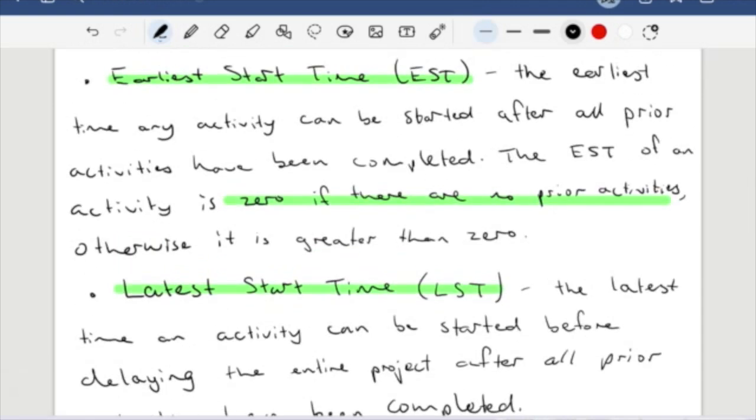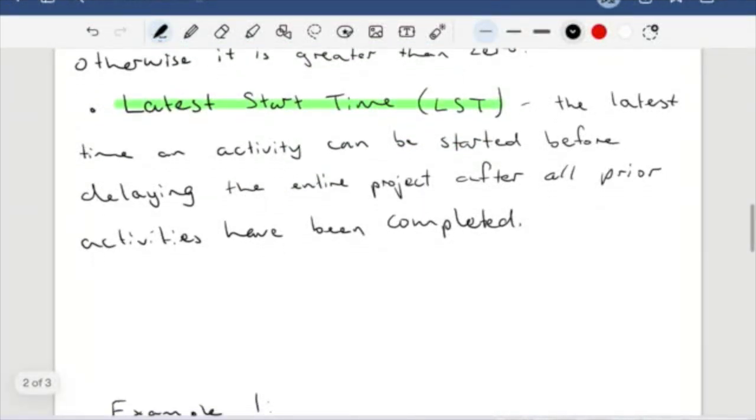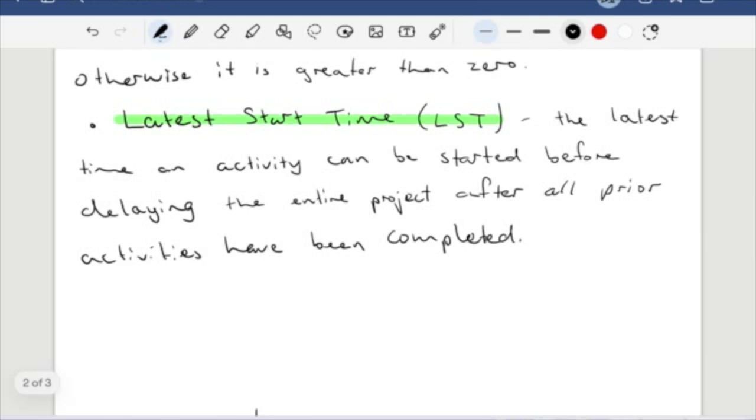We're talking about earliest start time, so the earliest time an activity can be begun after all the previous things are done. Let's take a really easy example of making a jam sandwich, right? Let's say our first activity is we put bread in the toaster, and let's say this is activity A. This takes 2 minutes to toast. Our bread takes 2 minutes to toast.